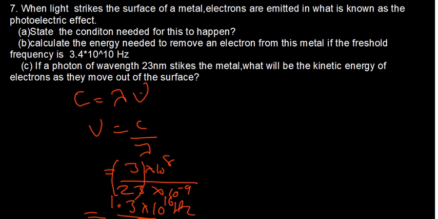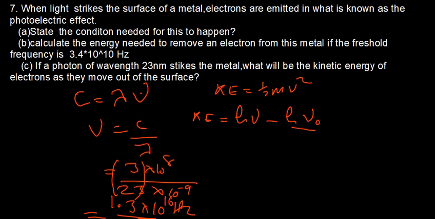Now we know that kinetic energy is given by half mv squared. At the same time, when you are talking about kinetic energy, kinetic energy will be equal to the energy of the photon that has come in minus the energy of the photon required to remove electrons from the surface of the metal. So this is the energy required to remove an electron from the surface of a metal. This is the energy present. So their difference will give you the value of the speed of that electron which is coming out.